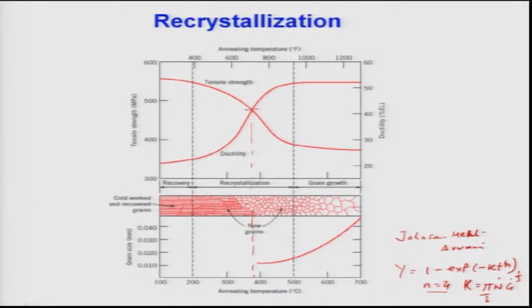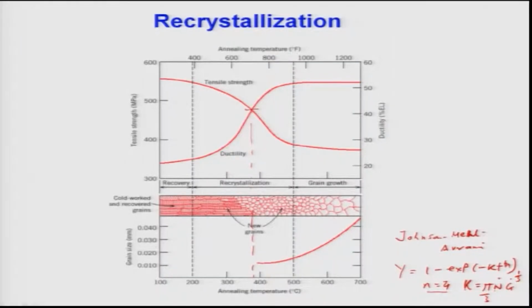It is basically equal to pi by 3 times N dot G dot to the power 1/3, where N dot is the nucleation rate and G dot is the growth rate. So, how do we get this equation? Well, this equation is obtained in a very nice manner, which I will do on the board, so that you can understand.